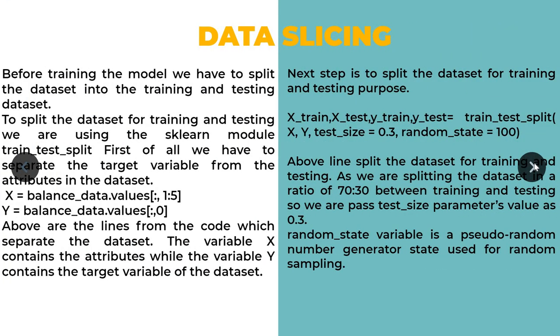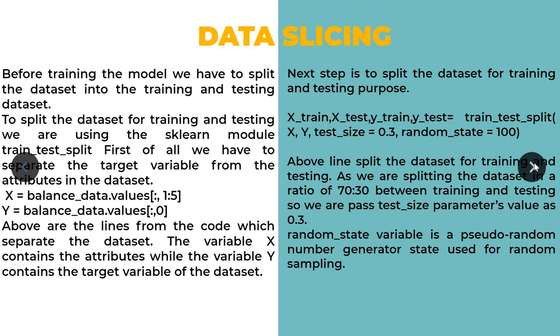Data slicing. Before training the model, we have to split the dataset into the training and testing datasets. To split the dataset for training and testing, we are using the sklearn module train_test_split. First of all, we have to separate the target variable from the attributes in the dataset. Given are the lines from the code which separate the dataset. The variable X contains the attributes while the variable Y contains the target variable of the dataset.